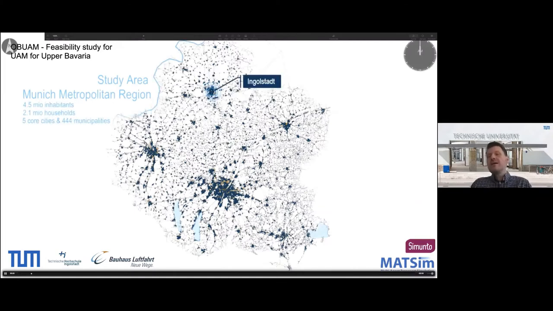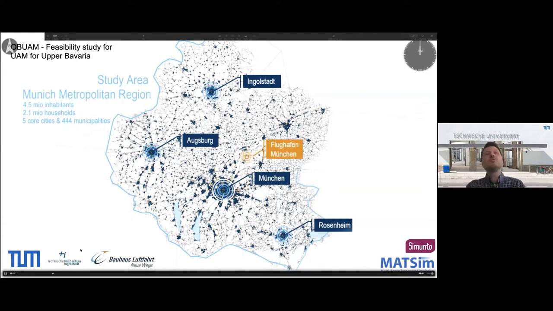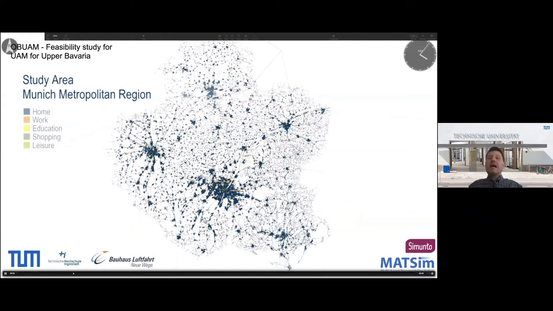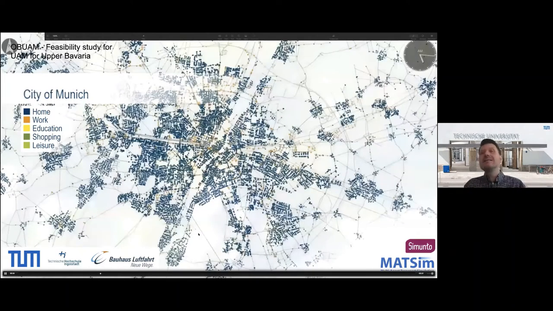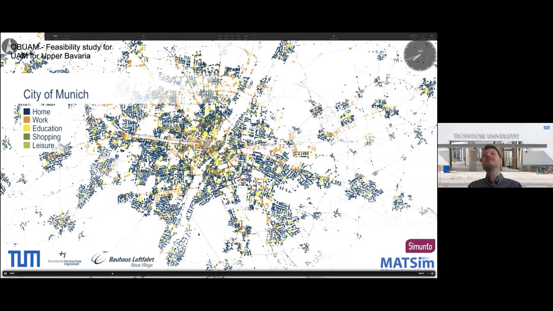Now, we were lucky to get some funding from the Bavarian government to do the feasibility study for urban air mobility for Upper Bavaria a couple of years ago in 2019, in collaboration with the Technical University of Applied Sciences Ingolstadt and Bauhaus Luftfahrt. And we integrated all these research components into a large model of the entire metropolitan area of Munich, including also Ingolstadt, which is one of the big UAM cities for Europe. We did a lot of analysis, and each of these could be a single presentation.